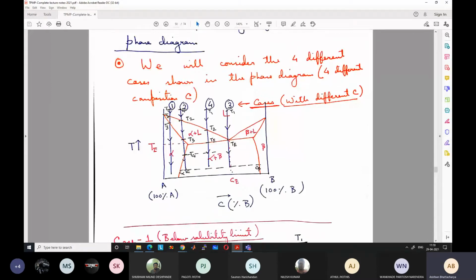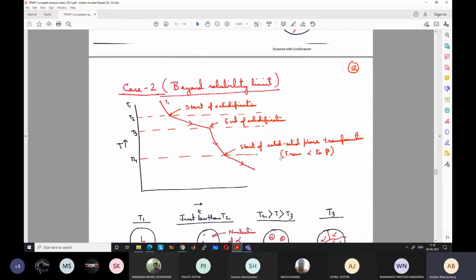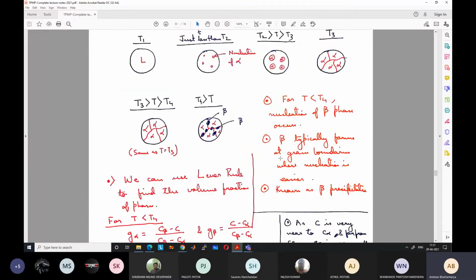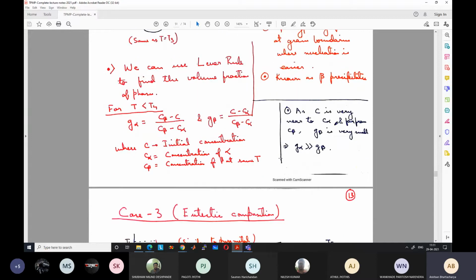so at this point, for example, we can calculate based on C, so the amount of alpha phase is (Cβ minus C) by (Cβ minus Cα), and the amount of beta phase is (C minus Cα) by (Cβ minus Cα). So just the length of the opposite side by the total length. Okay. And remember, this is for equilibrium solidification. Then we had seen the eutectic case and the near eutectic case. I am not going into the details, we have discussed in the previous class.